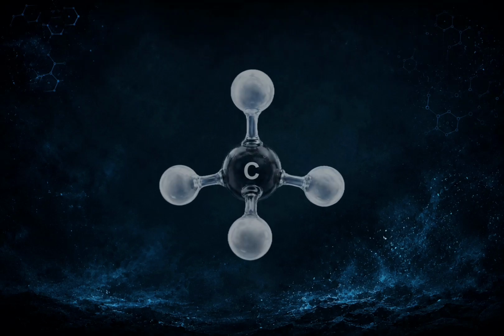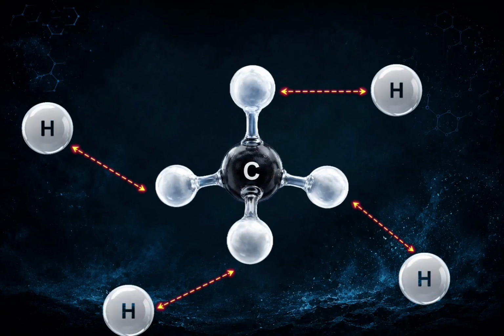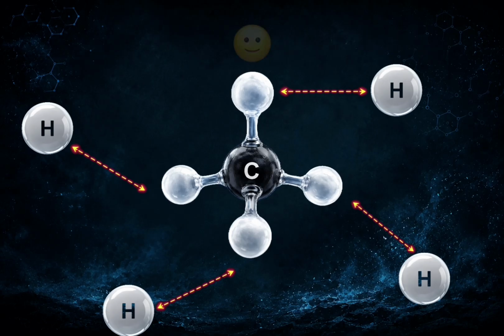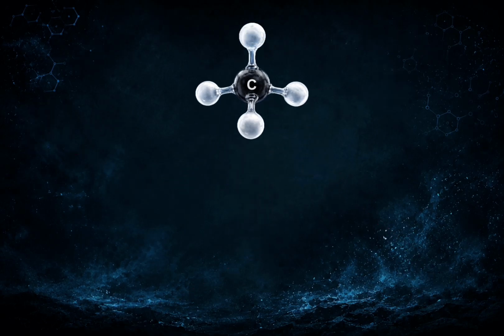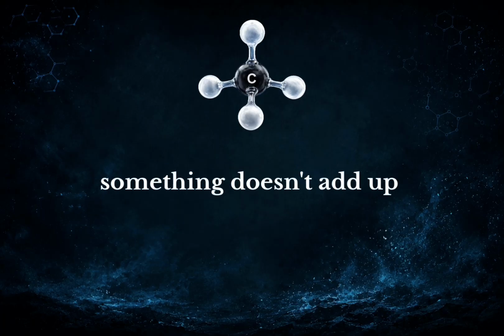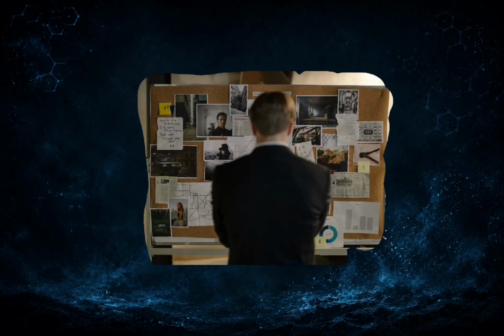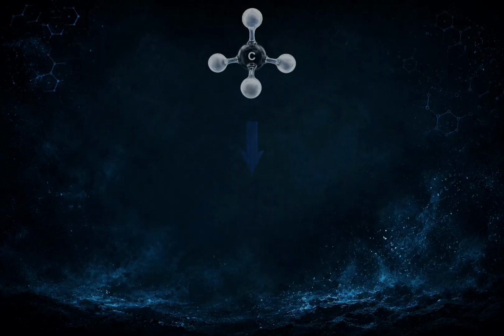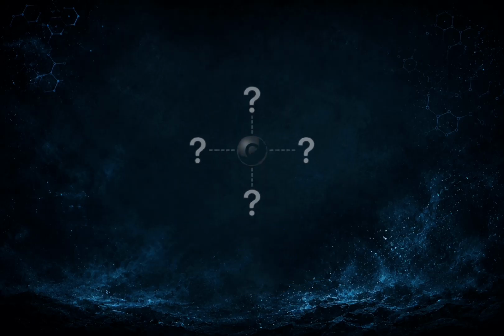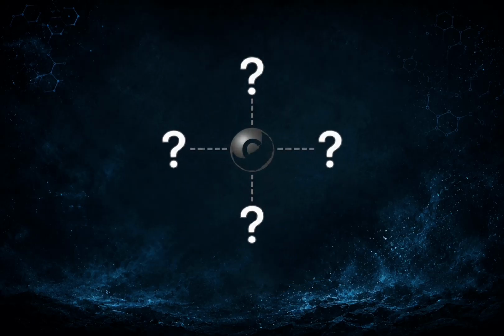Have you ever wondered why carbon can form four identical covalent bonds in molecules like methane? At first, it seems completely normal, but the moment you look at carbon's electron configuration, something doesn't add up. Based on everything we've learned so far, carbon appears to have only two unpaired electrons. So how can it possibly form four identical covalent bonds?